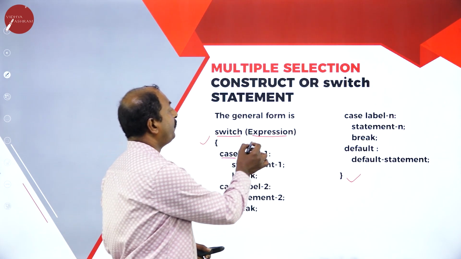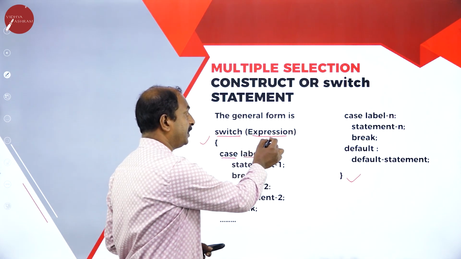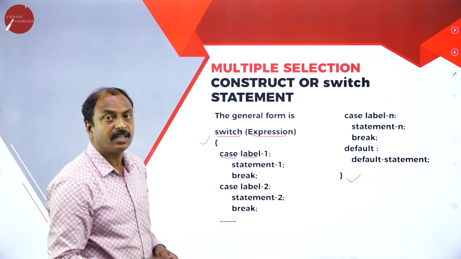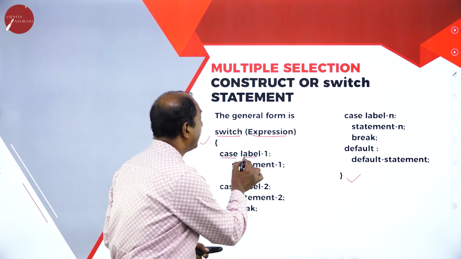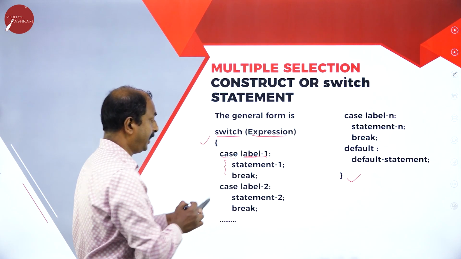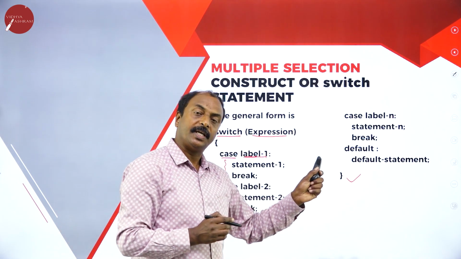So if this expression results into one value, then that particular result or value, if it is equal to this label 1, then it executes these statements and comes out of the switch statement.